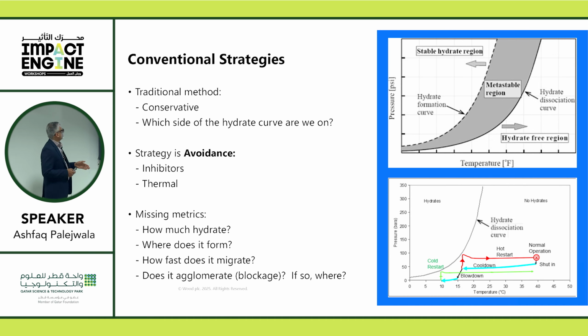Now, the way you can do that is either use hydrate inhibitors, and hydrate inhibitors will just move that curve further away to the left. So you can imagine this is with no inhibitor. If you add inhibitor, you just shift that curve away to the left and make it more difficult to form hydrates. The other strategy is thermal, where you keep the system warm. So that's typically with insulation.